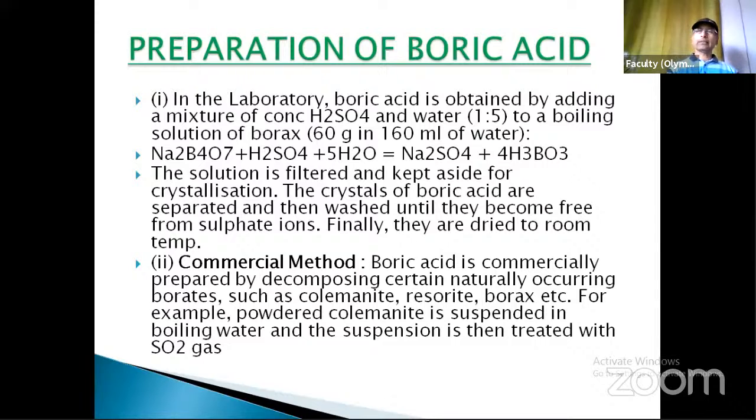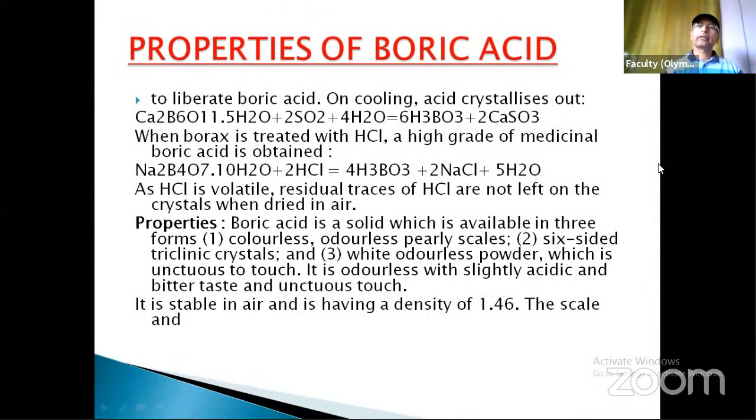And commercially boric acid তৈরি করা হয় কোলেম্যানাইট থেকে বা রেসোরাইট থেকে, বোরাক্স থেকেও করা হয়। এটা কিভাবে করা হয়? জেনারেলি একটা মেথড আমরা বলি যে কোলেম্যানাইট ইজ সাসপেন্ডেড ইন বয়েলিং ওয়াটার। বয়েলিং ওয়াটারের মধ্যে কোলেম্যানাইট ঢেলে দেওয়া হলো। Suspension is then treated with sulfur dioxide gas to liberate boric acid. On cooling, this boric acid crystallizes out and then we purify it. So, colemanite হচ্ছে Ca2B6O11 5H2O, এর সঙ্গে সালফার ডাইঅক্সাইড and water reaction করলে তৈরি হবে H3BO3 plus CaSO3.